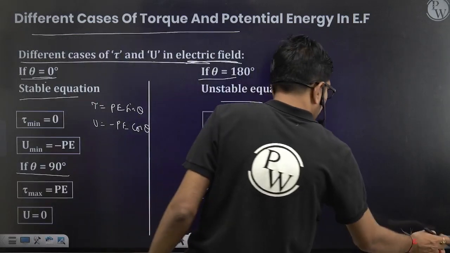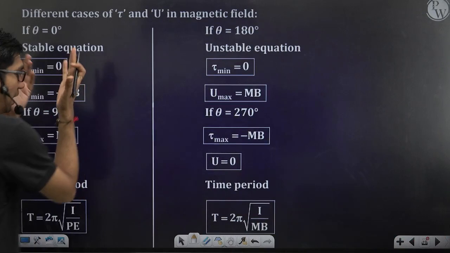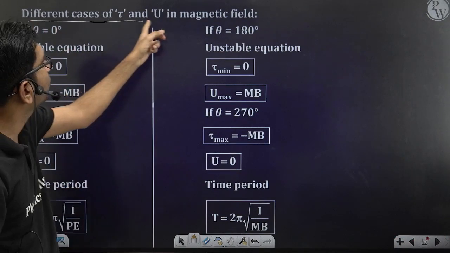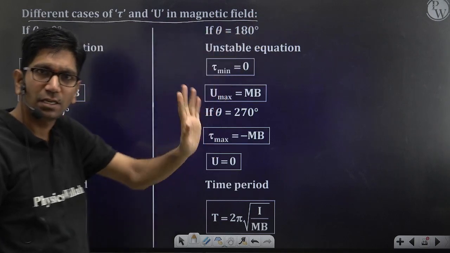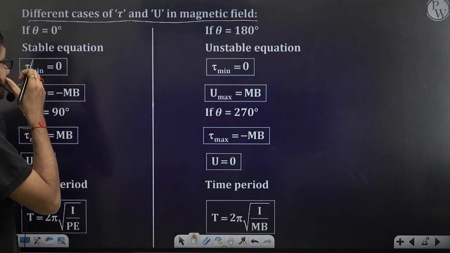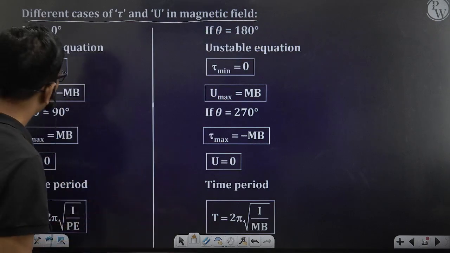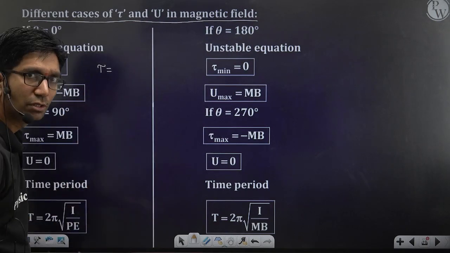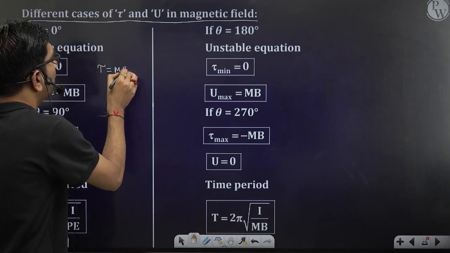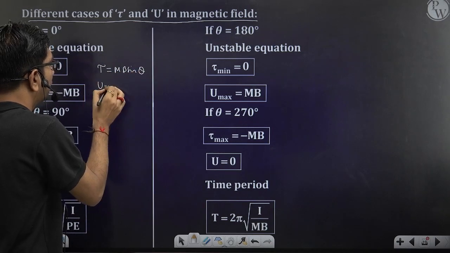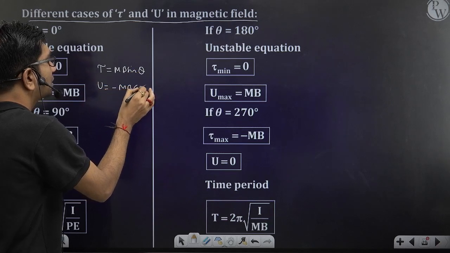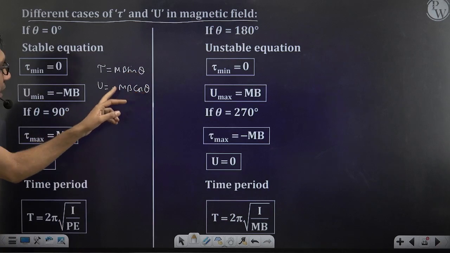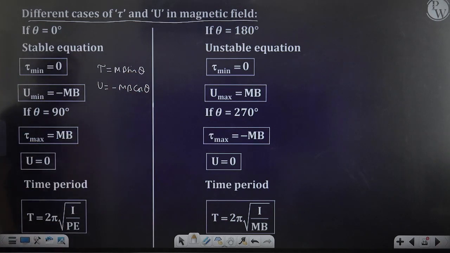This is a simple way, and the same case, same copy paste, different cases of torque and potential in magnetic field. This is in magnetic field, okay, is it clear, beta? Now, same copy paste, torque formula, which one you will use, MB sin theta you will use, potential energy what you get, minus MB cos theta, is it clear? Right, beta. So MB sin theta here, and minus MB cos theta.